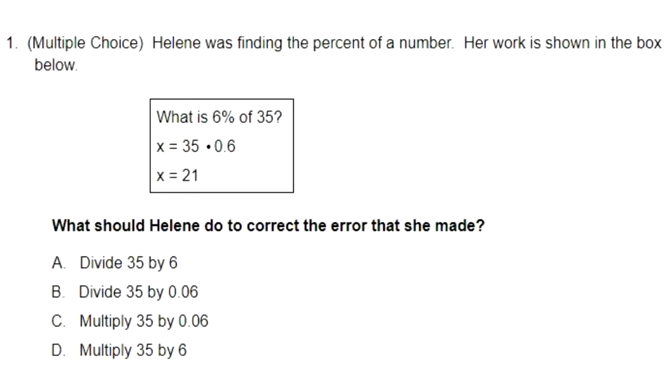So number 1 says, Helene was finding the percent of a number. Her work is shown in the box below. What is 6% of 35? X equals 35 times 6/10. X equals 21. What should Helene do to correct the error that she made?